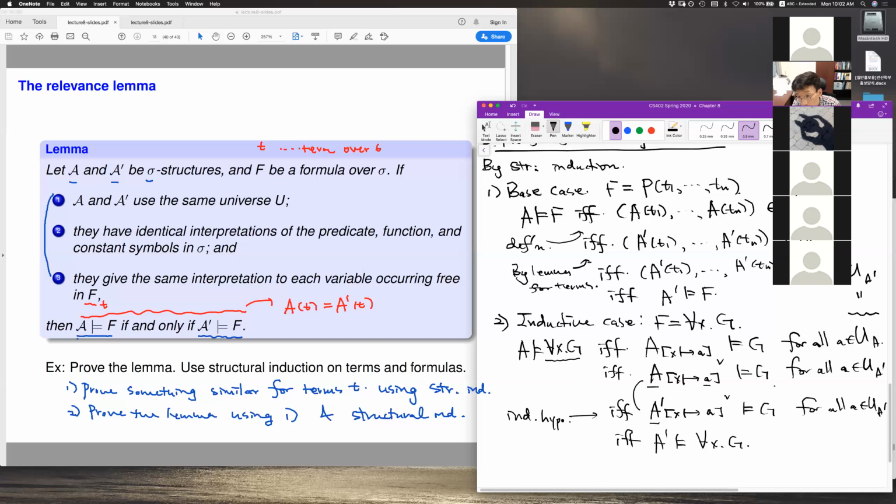So G is a smaller formula than the one that we started with. We use the induction hypothesis to replace this part with this part. Okay, so that's the proof. And the other part of the proof is also quite simple. I encourage you to complete the proof, because this can be an exercise in how to do something with the formal semantics.